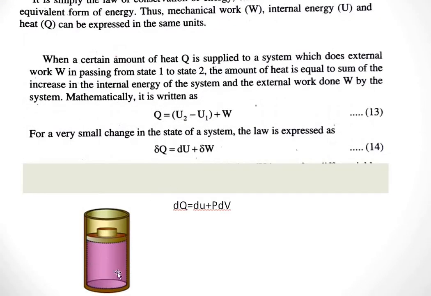Suppose this is a piston and there is a working substance here. If we give dQ amount of heat to the system, there is an increase in the temperature of the system that will contribute to its change in internal energy. Also, the system will push this piston in the outward direction. So, there is an expansion. Work is done by the system for expansion. So, that can be written as dQ is equal to dU plus PdV. Normally, work done by the system is taken as positive.